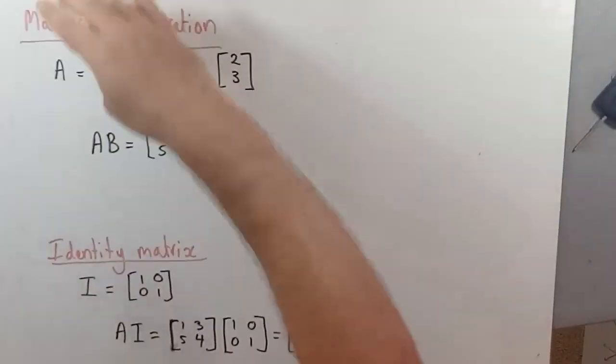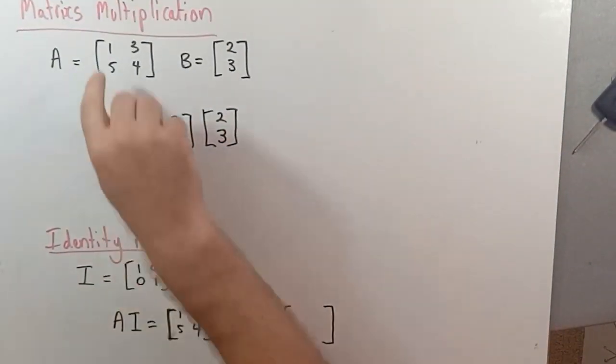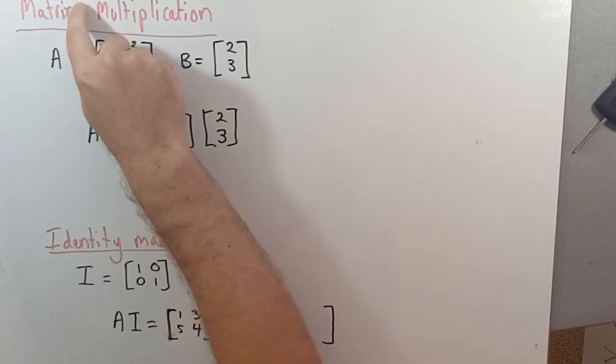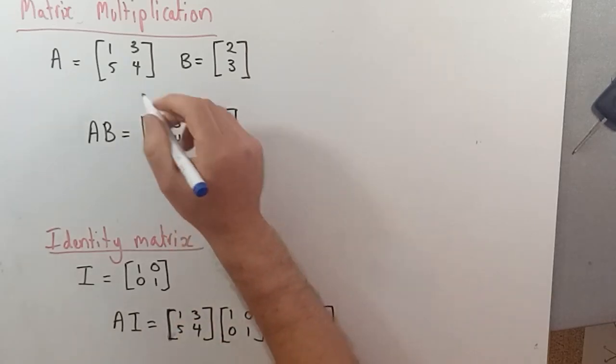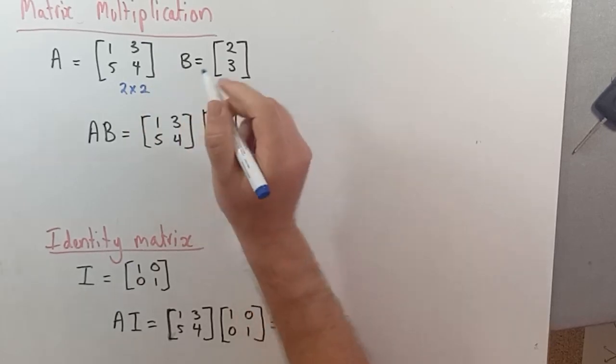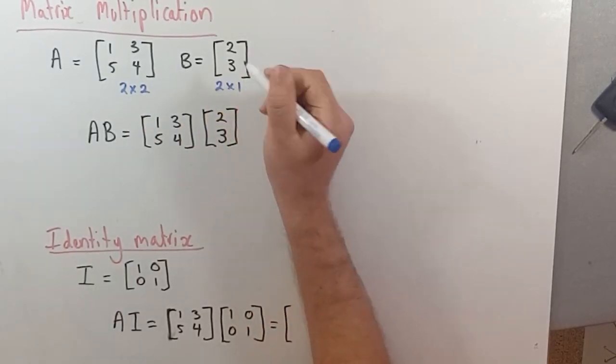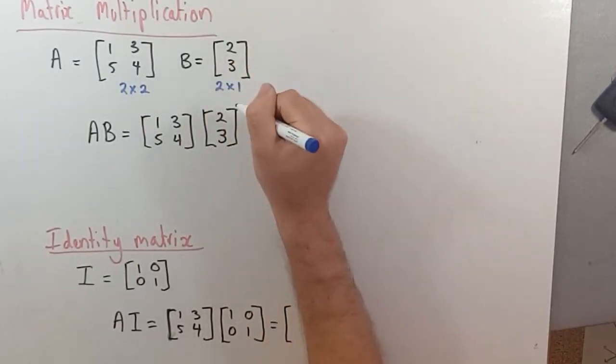Next one. Matrix multiplication. Although the other things were really easy, this is a little bit different to what we're used to with multiplication. The thing we've got to know about matrix multiplication is you've got to look at the order. So this is 2 by 2, and this is a 2 by 1, so it's got 2 rows and only 1 column.